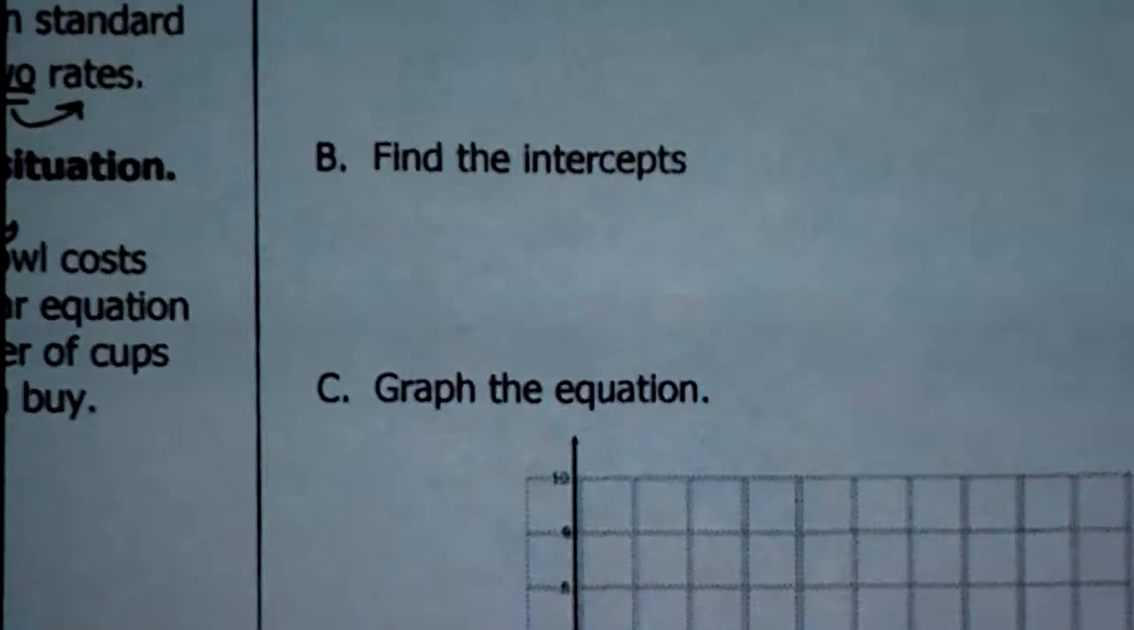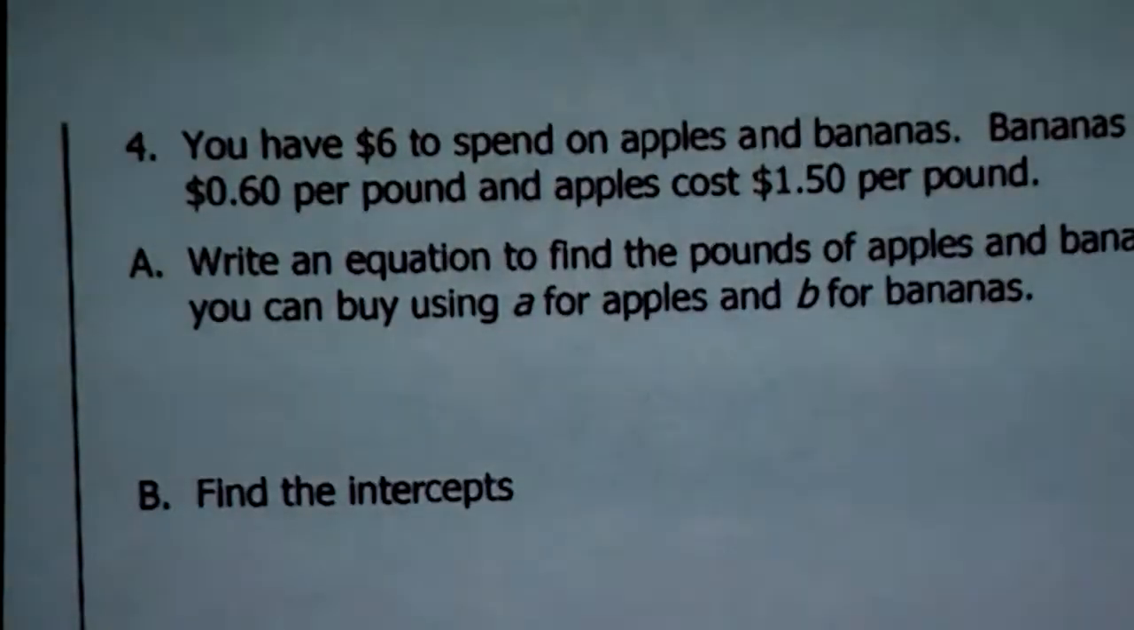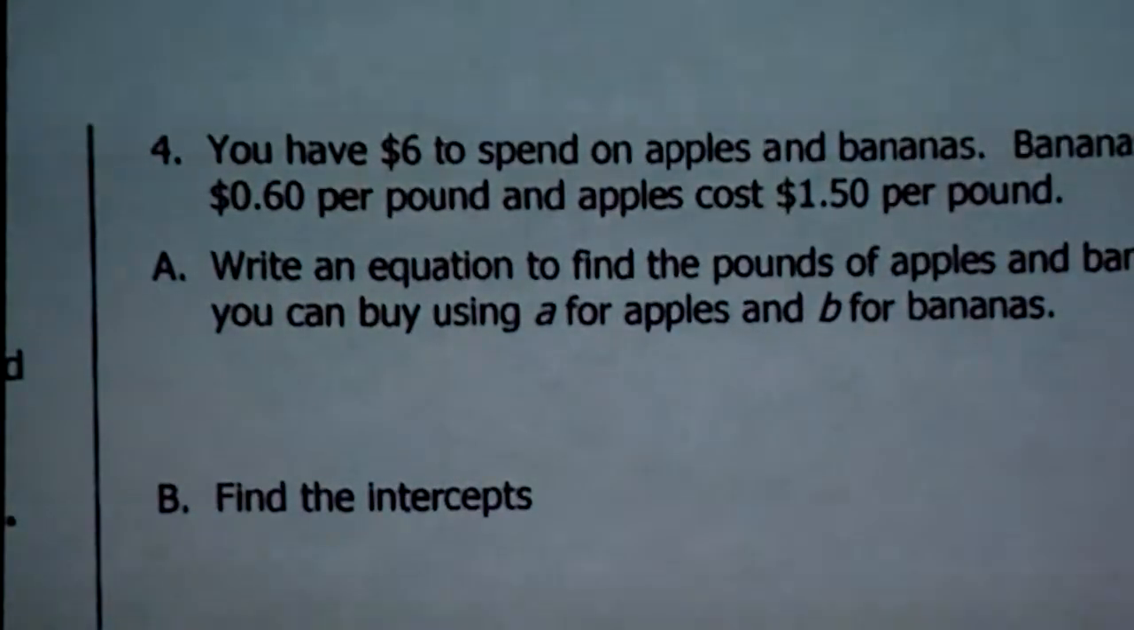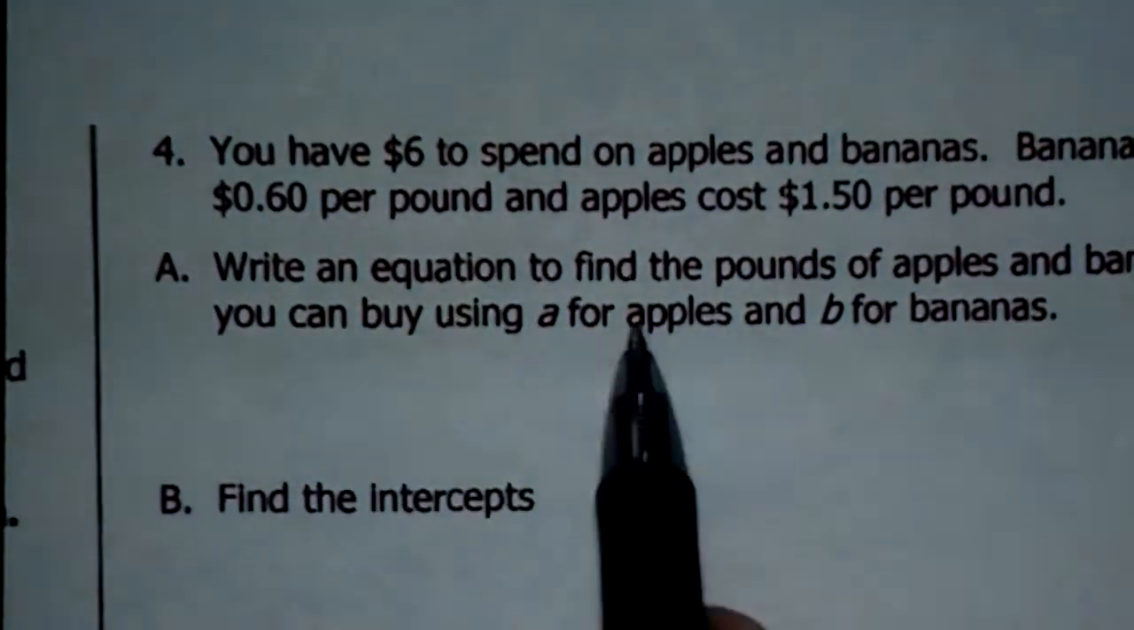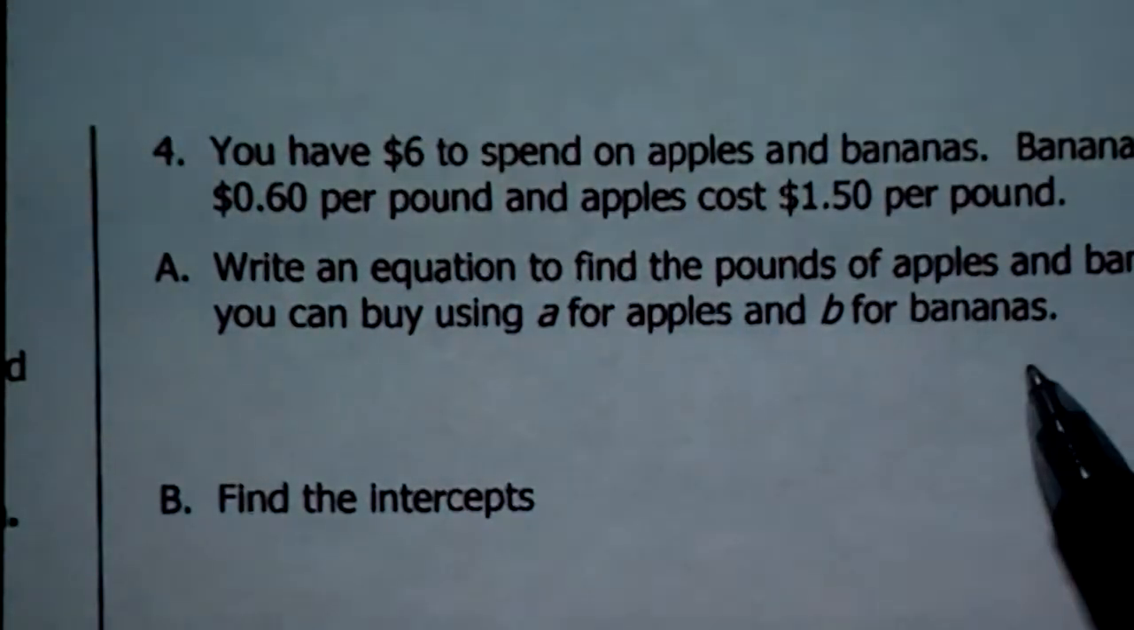Alright, last one, a nice little math story. You have $6 to spend on apples and bananas, my 2 favorite fruits. Bananas cost 60 cents a pound and apples cost $1.50 a pound. And that's good. My Honeycrisps are a little more expensive than that, but I love them. So it asks you to write an equation to find the pounds of apples and bananas you can buy using A for apples, B for bananas.